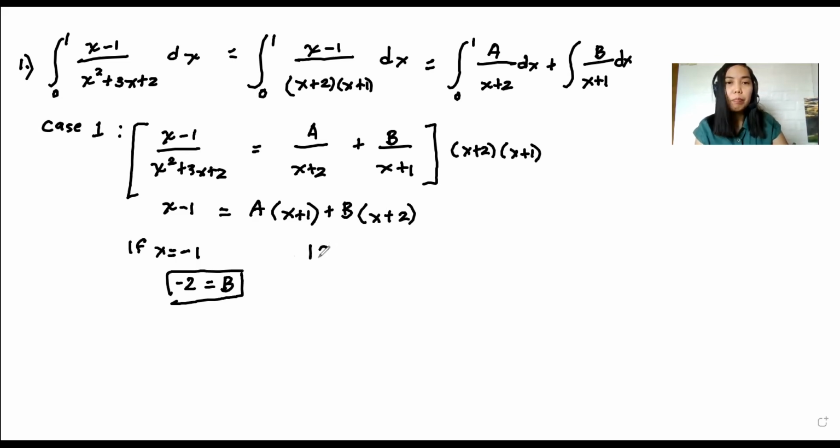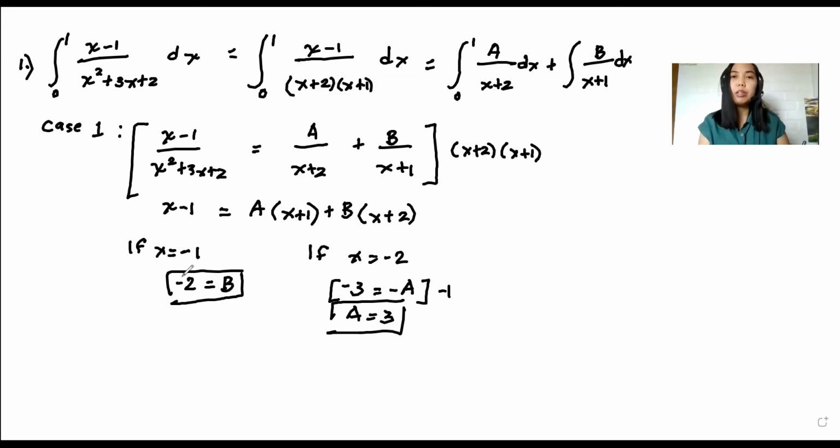Next, if we equate x plus 2 to 0, the value of x is negative 2. So if x is negative 2, negative 2 minus 1 is negative 3, equals negative 2 plus 1, that's negative 1, times a, it's negative a. And this will become 0. Then multiply both sides by negative 1. Therefore, a is 3. So a is 3 and b is negative 2.